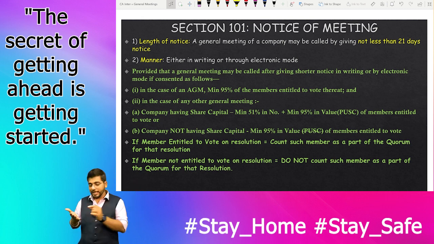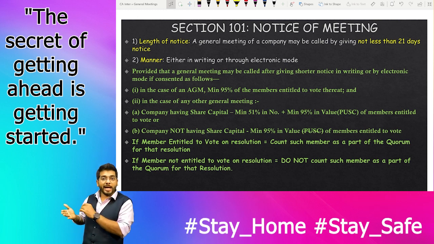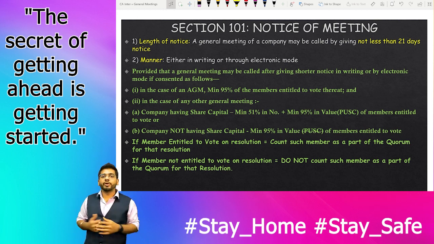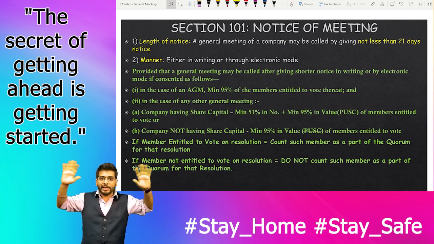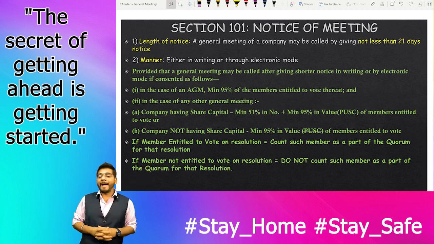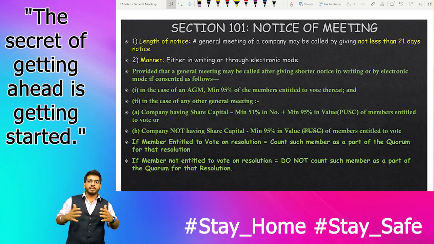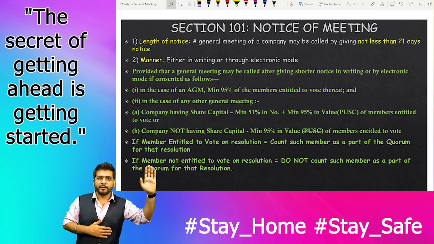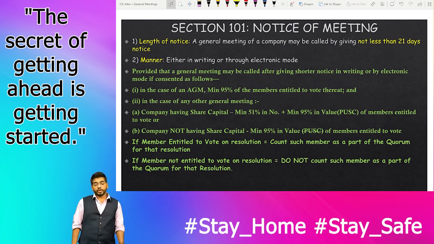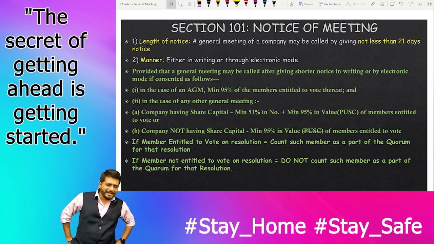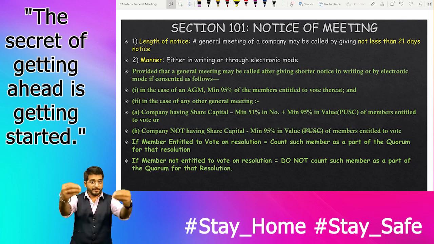Because when you send the notice, the agenda is written in the notice of the meeting, and all the things that you are going to do in the meeting are specified in that agenda. So that if it is received at least 21 days before the meeting, the shareholders will have ample time to figure out what they want to do, whether they are going to vote in favor of the resolution or not. Whatever they want to do, they can come and vote accordingly. Send a notice at least 21 days before the meeting. You can send it electronically also. You can send it physically also.